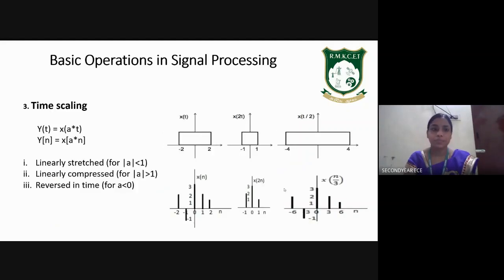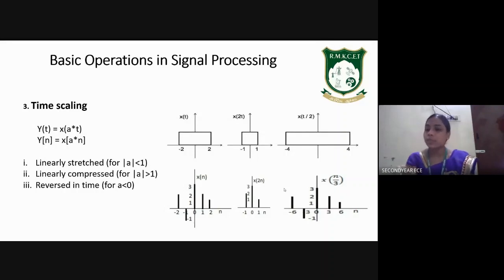Now the third basic operation, which is very, very important, is time scaling. Time scaling, the name itself indicates we are going to scale. We are going to increase or decrease the independent variable. We are not scaling amplitude. In the next slide, I will explain scaling of amplitude. Now we are doing basic transformations on independent variables.